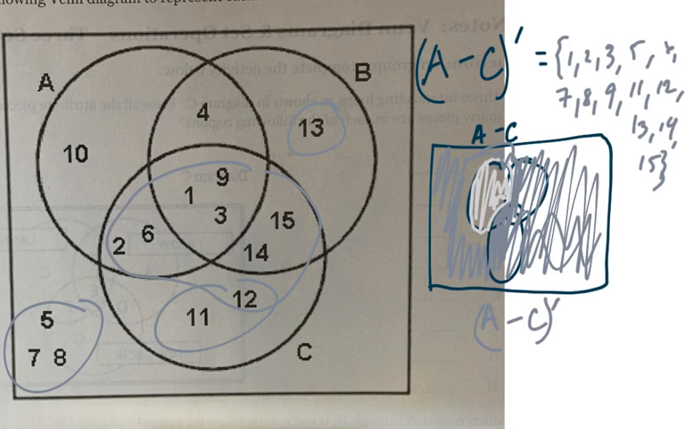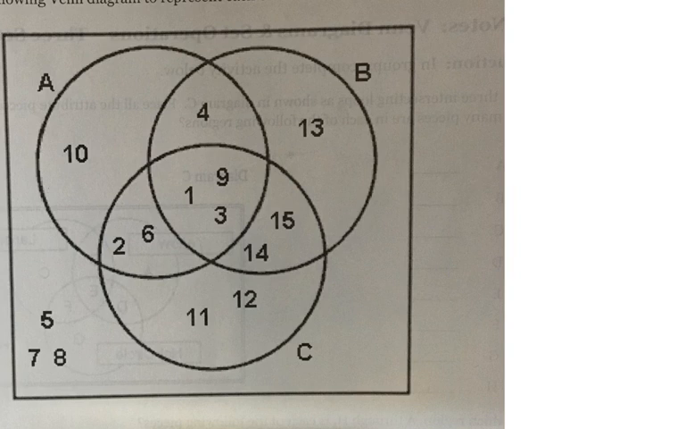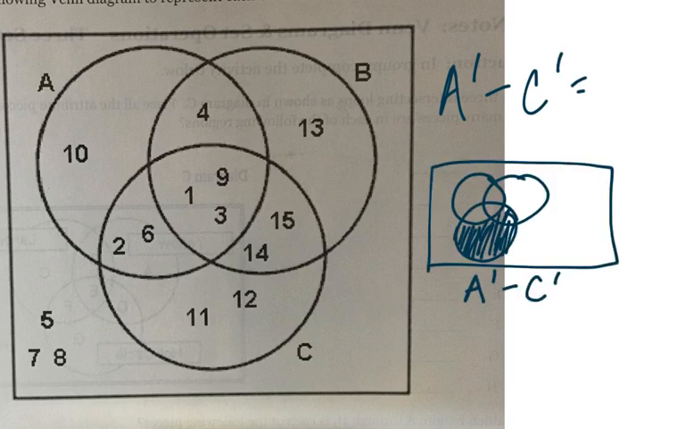Let's check A complement minus C complement. Based on our shading video, we saw that A complement minus C complement is equal to the space that's shaded in this small diagram. So these include the elements 11, 12, 14, 15. These right here.